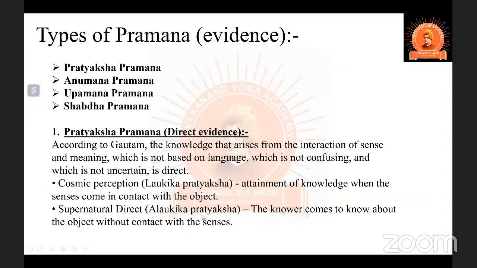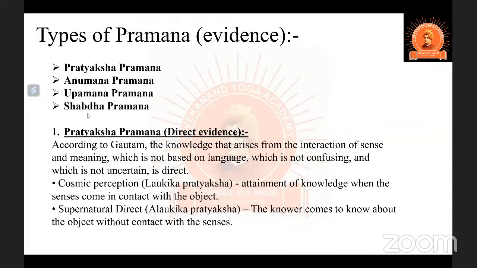To acquire the knowledge in a true way, the means to acquire that knowledge are the evidences present in the world. Some types of pramanas are there through which one can attain the knowledge. This is also a concept that comes under Gyan Mimamsa. According to Nyaya Darshan, there are four types of pramana, four types of evidences to acquire the knowledge.